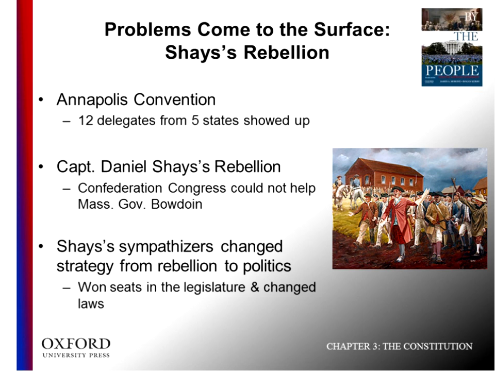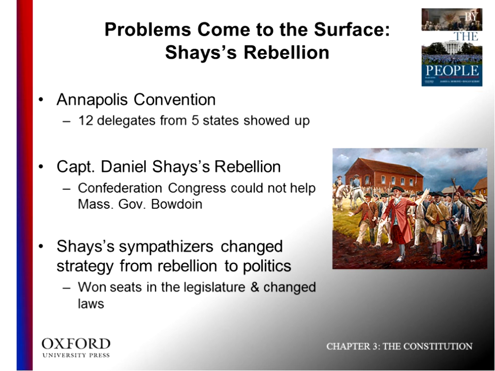Now, at that time, Massachusetts Governor Bowdoin reached out to the Confederation Congress and said, I need an army. We need to put down Shays' Rebellion. And the Confederation Congress said, we can't do anything. We'll go ask the other states. And the other states said, hey, Massachusetts, that's your own problem.